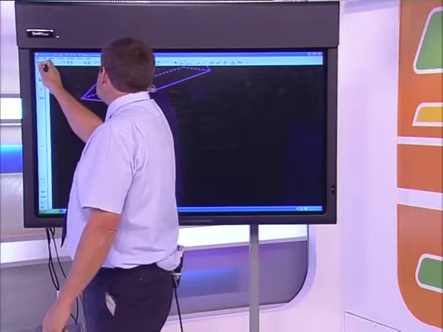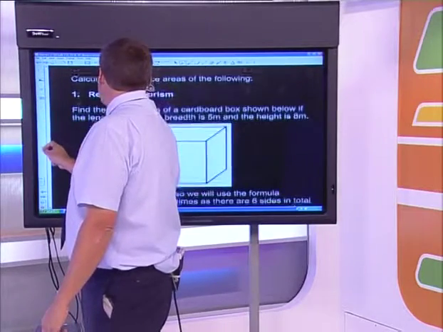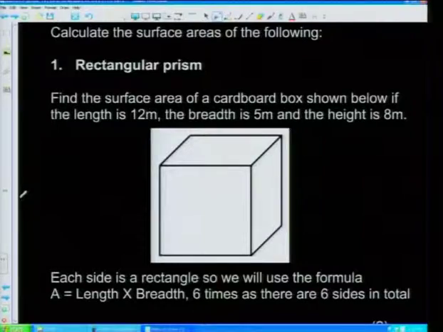So we've looked at that. Here's a question. Calculate the surface areas of the following. We have a rectangular prism. Find the surface area of a cardboard box shown below if the length is 12 meters.